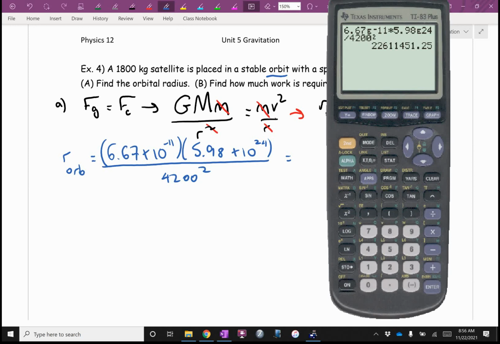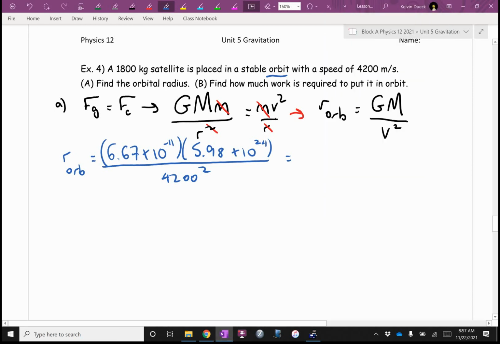Do you get 2,261,145.125? Okay. I'm going to store this on my calculator because I am going to want to use this. But for now, as an answer, I'll go 2.26 times 10 to the 1, 2, 3, 4, 5, 6, 7. Units, Hannah, it's a radius, so... Yep. Good.